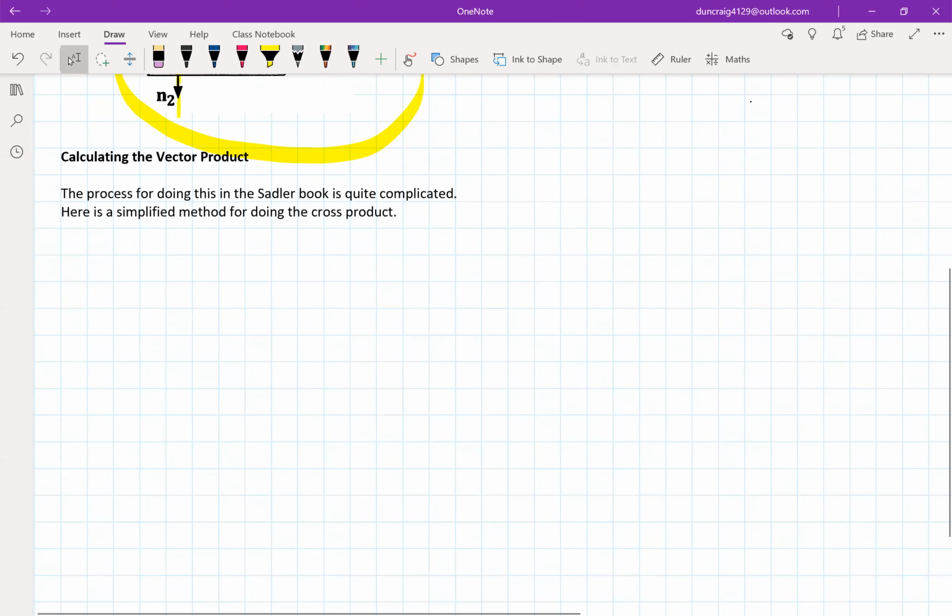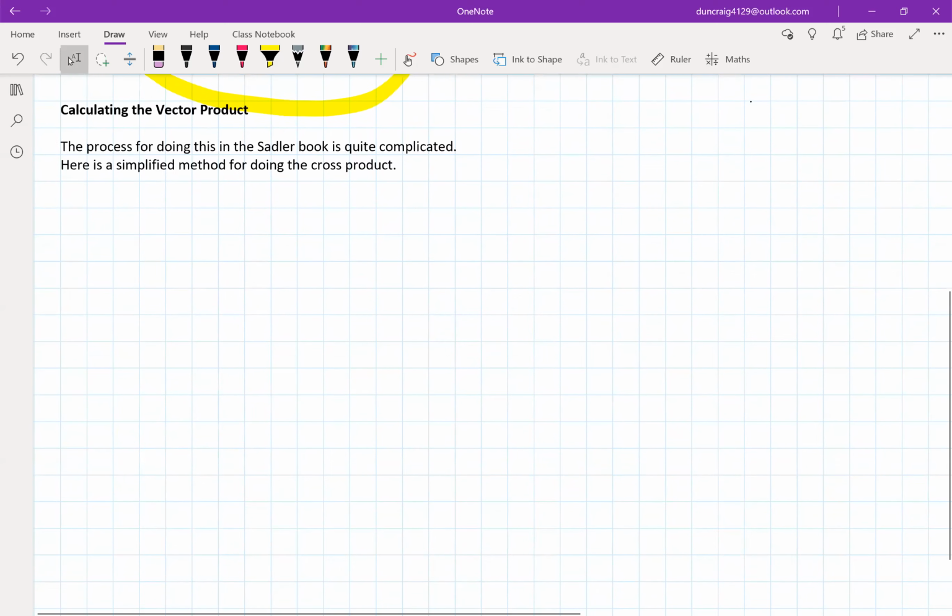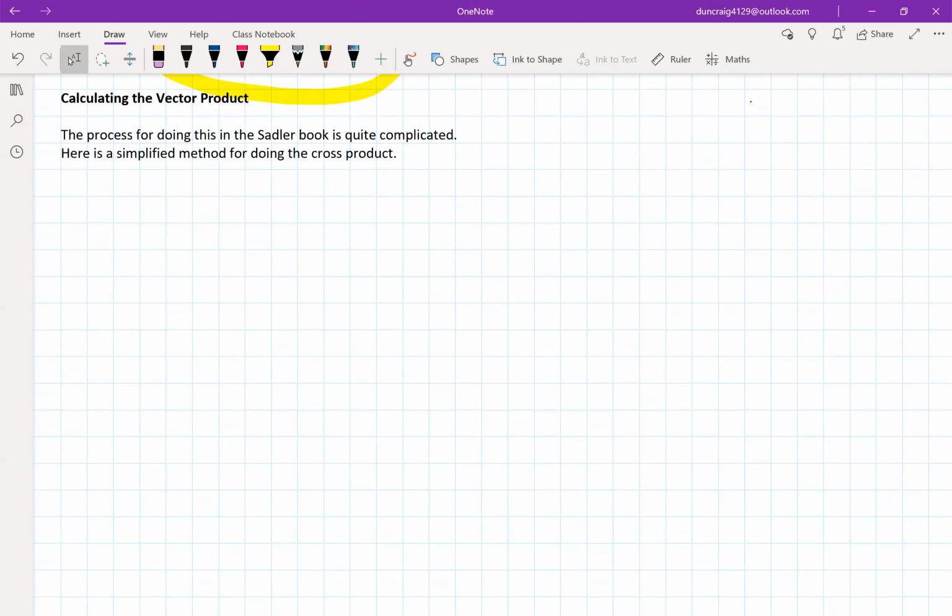Now, calculating the vector product. If you have a look at the Sadler book, the process for that is quite complicated. I'm going to go through the process here. You don't necessarily have to understand what's going on, but it is important that you know how to do this, because most of the time this comes up in exams. You need to do it non-calculator based. So here's a simplified method.